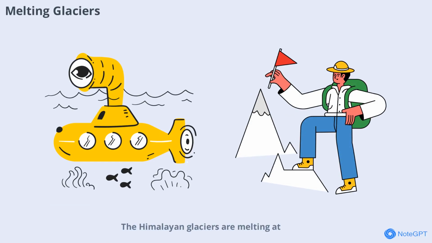Himalayan glaciers are melting at an alarming rate due to rising temperatures. These glaciers are the source of major rivers like the Ganga and Yamuna, which provide water to millions of people. Melting glaciers can lead to floods in the short term and water shortages in the long run. Protecting these vital water sources is a major challenge in the fight against climate change.